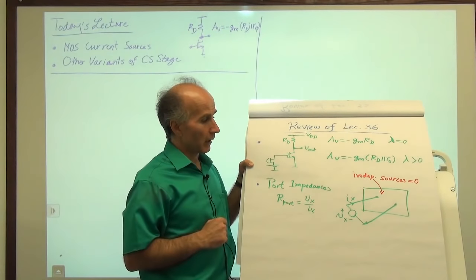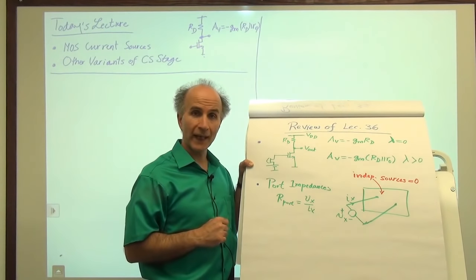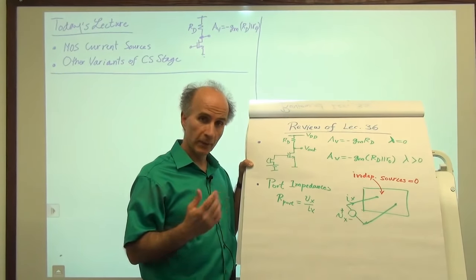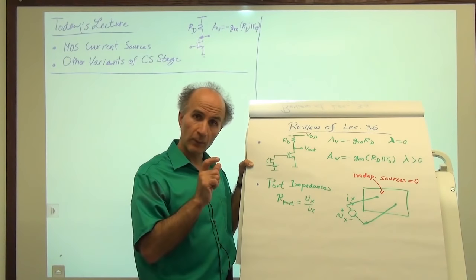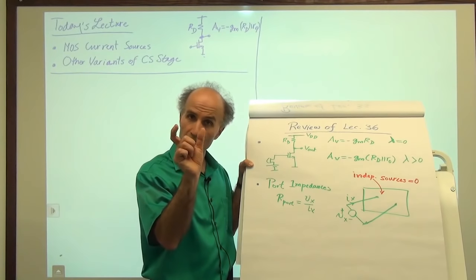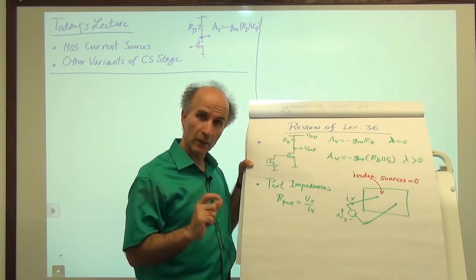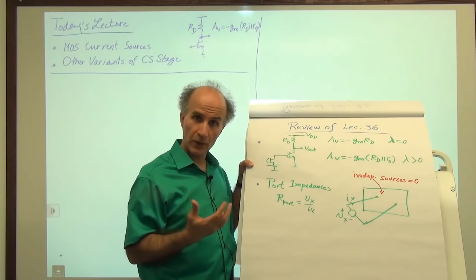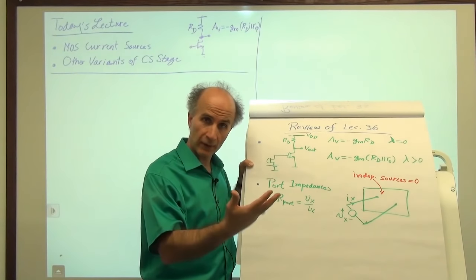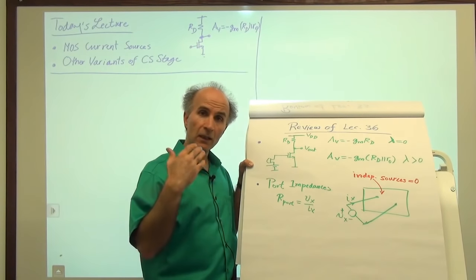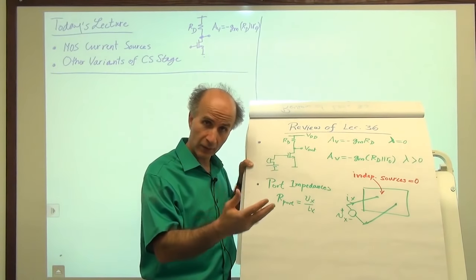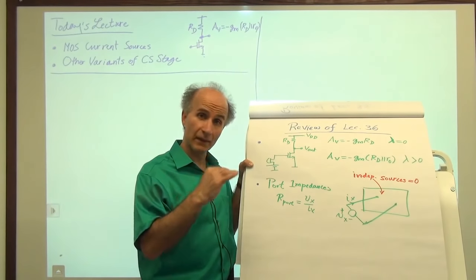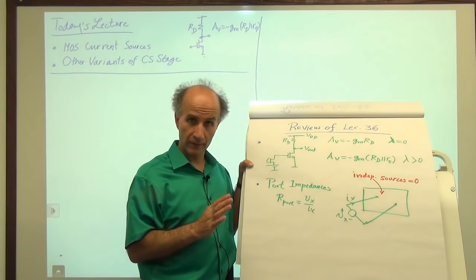Now, on another topic, we looked at the concept of port impedances, and we said that to find the impedance looking into a port, meaning two nodes of any circuit, we have a certain procedure. The procedure is that we go inside that circuit and any independent source, current source or voltage source, that is attached to that circuit or exists inside that circuit should be set to zero.